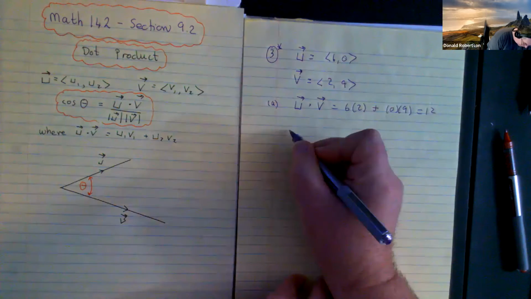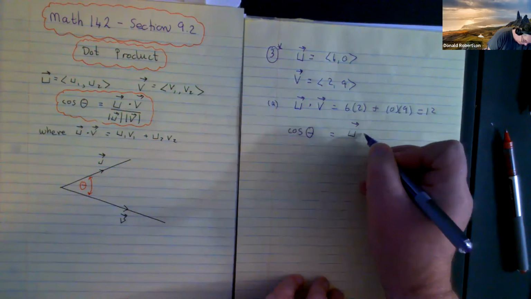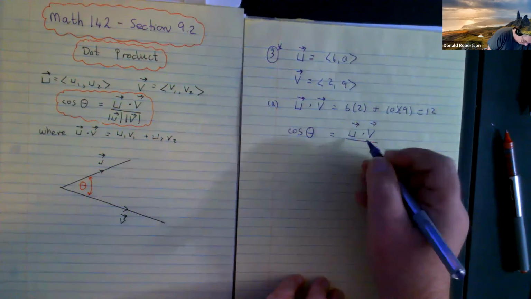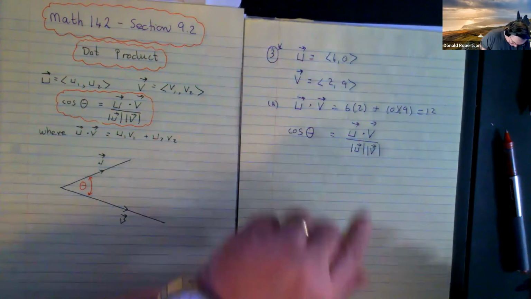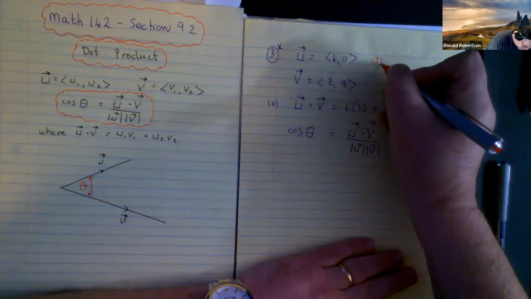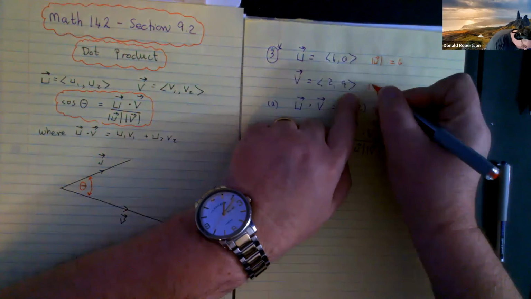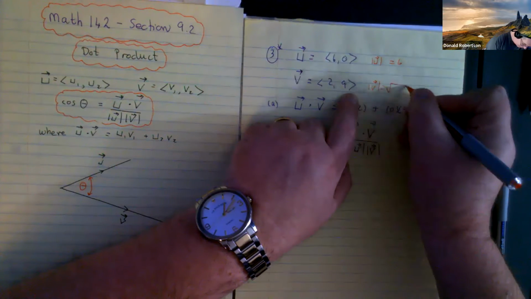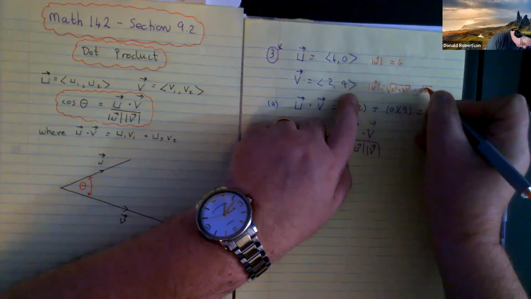Now, to get the angle, we use this formula here. It's normally written this way, even although later on we do some more to it. So I need to find the magnitude of u. Are you happy with the answer being 6? I don't actually need to calculate it. Why? Because isn't (6, 0) a line 6 units long? This one here, I will calculate. It's the square root of 2 squared plus 9 squared, which I believe is the square root of 85.